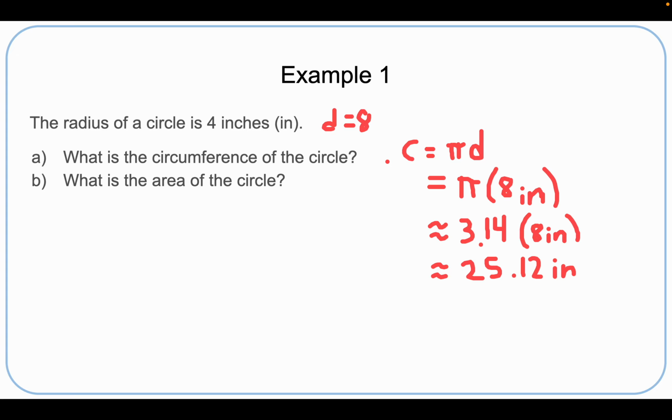And notice how it is a little bit more than 3 times our diameter. 3 times 8 is 24, and our circumference is a little bit more than 24. Okay, and then what is the area of the circle? Now our formula for area is pi times r squared.